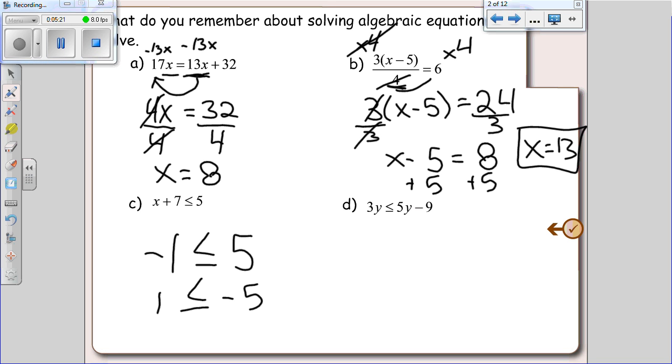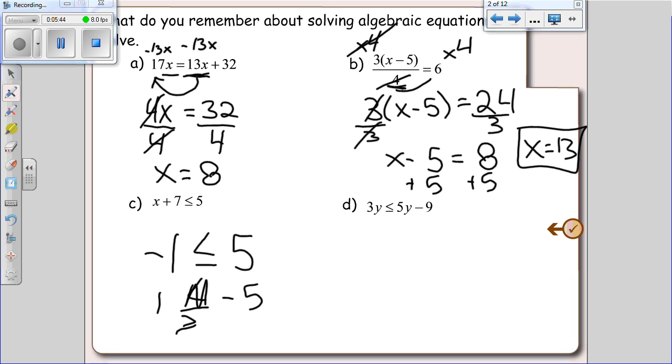Any negative, even or odd. Just any negative, if you're multiplying or dividing, you flip the sign. We don't do a question like that, but it could pop up. So you need to know that if you multiply or divide by a negative, you flip the sign. Because that isn't true. That would be true.